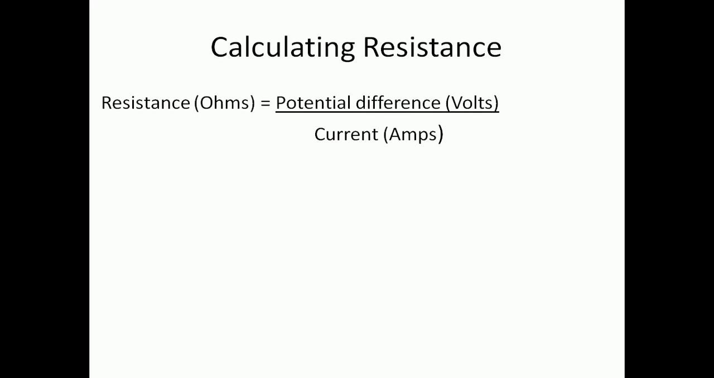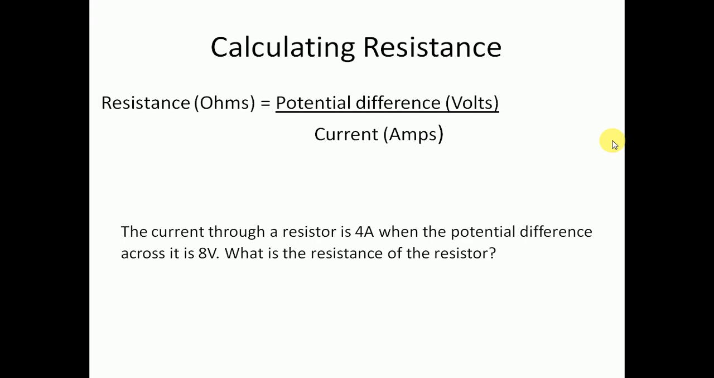measured in amps. So an example of this: the current through a resistor is 4 amps when the potential difference across it is 8 volts. What is the resistance of the resistor? So we have potential difference divided by current. Our potential difference is 8 and our current is 4. Therefore 8 divided by 4 is 2.